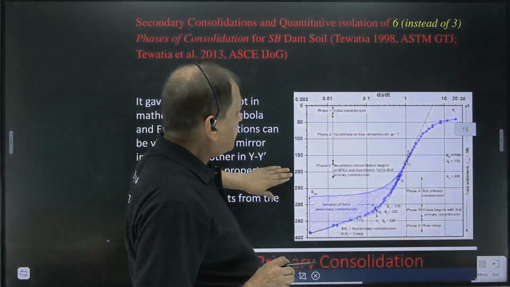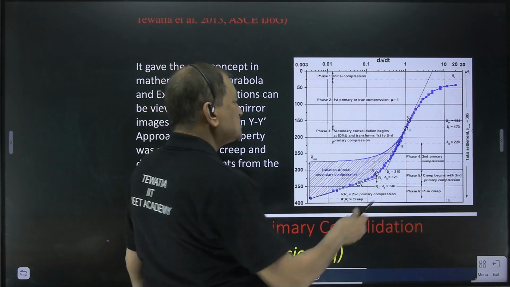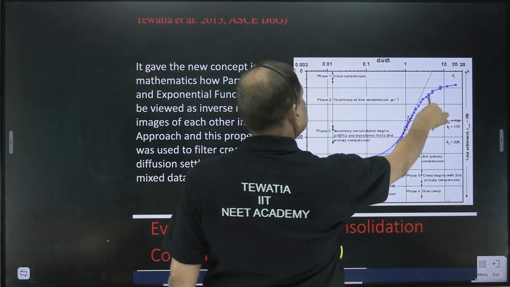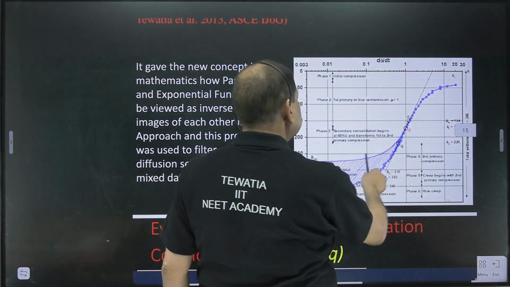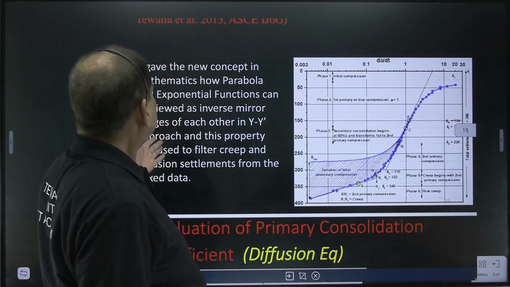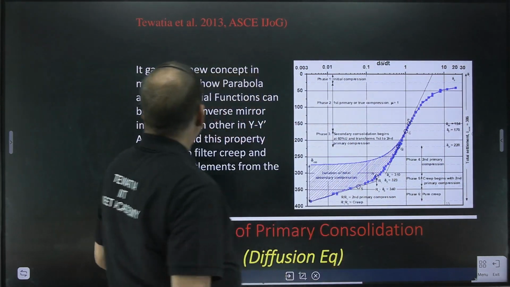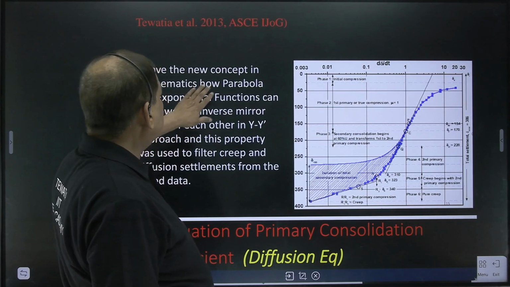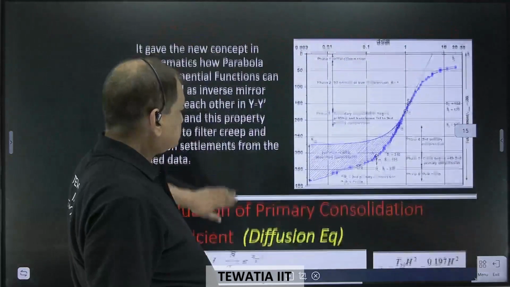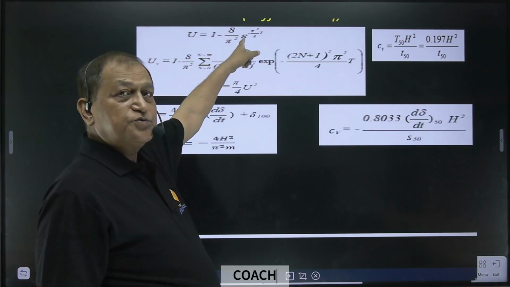Further, this is the enlarged portion of the symmetrical curve. This symmetrical curve goes like this and it retraces itself like this. This is the inverse mirror image of this, theoretically. But practically, in the field, we find this because creep is mixing. So it gave the new, when we compared these equations, these two, this is parabola, this is exponential.